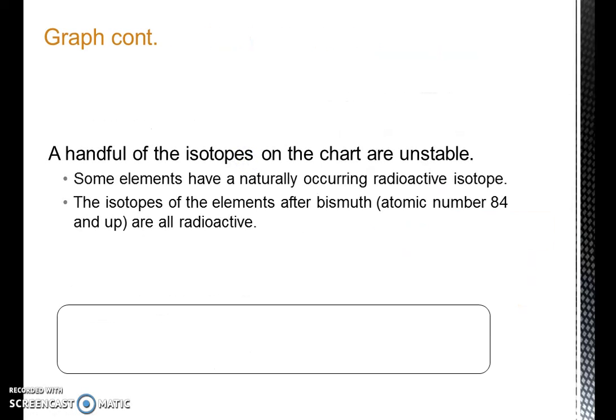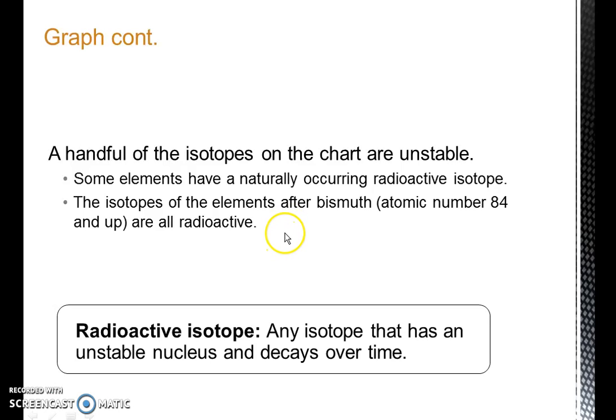Alright, so because of this, a lot of those isotopes are considered unstable. The larger the difference typically between neutrons and protons, the more unstable the isotope is. And when it's unstable like that, we call it radioactive. So this is typically the isotopes on that chart after bismuth, which would be atomic number 84 and up. So here's a definition of radioactive isotope for you, which is just any with an unstable nucleus and decays over time.